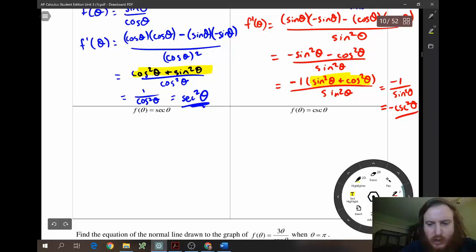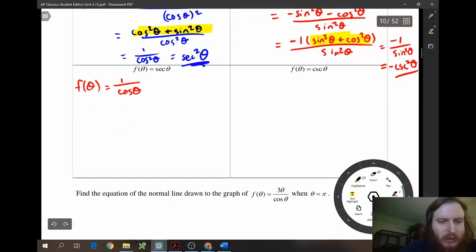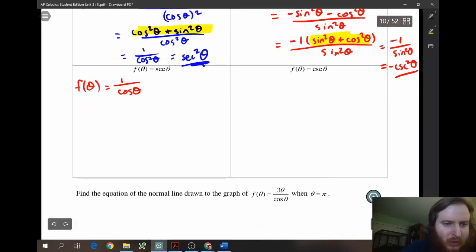So secant theta, kind of doing this one. Secant theta we can write as 1 over cosine. And you can technically do the quotient rule with this. It's a little bit funky, but we can do it. So what happens is we're going to write this as f prime of theta equals low, which would be cosine theta.